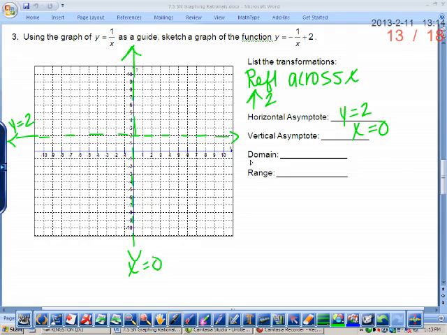Okay, take your point 1, 1. Reflect across the x-axis, and then up 2. So where do we end up? The same place. Okay, how about the point -1, -1? Reflect across the x-axis, up 2.